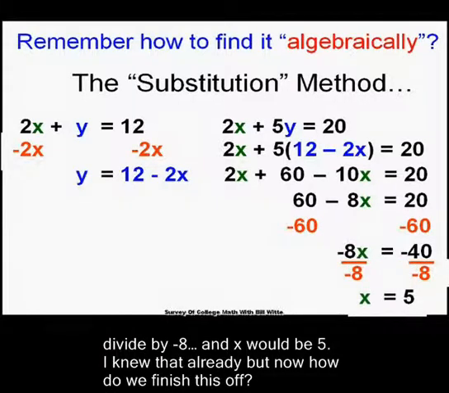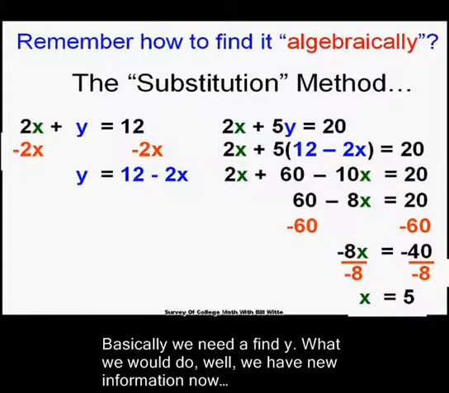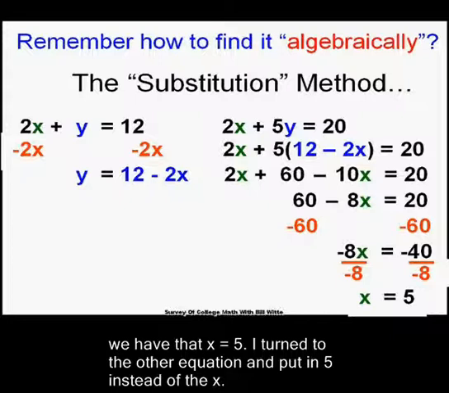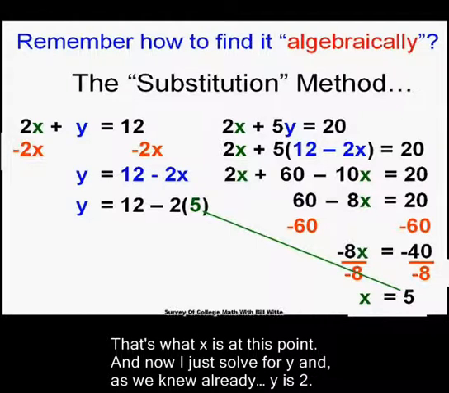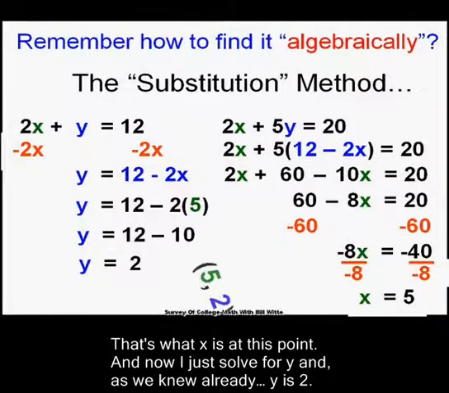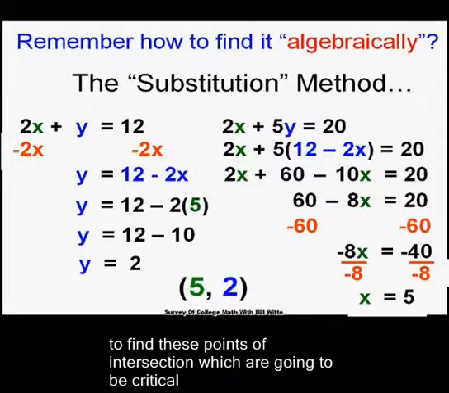Oh, I knew that already. But now, how do we finish this off? Because once again, remember, we're looking for a point. We're looking for a pair. Basically, we need to find y. What do we do? Well, we have new information now. We have that x is 5. I turn to the other equation and put in 5 instead of the x, because that's what x is at this point. Now I can just solve it. y is 12 minus 2 times 5, or, as we knew already, y is 2. So the substitution method is another method that you can use to find these points of intersection, which are going to be critical in solving these problems.